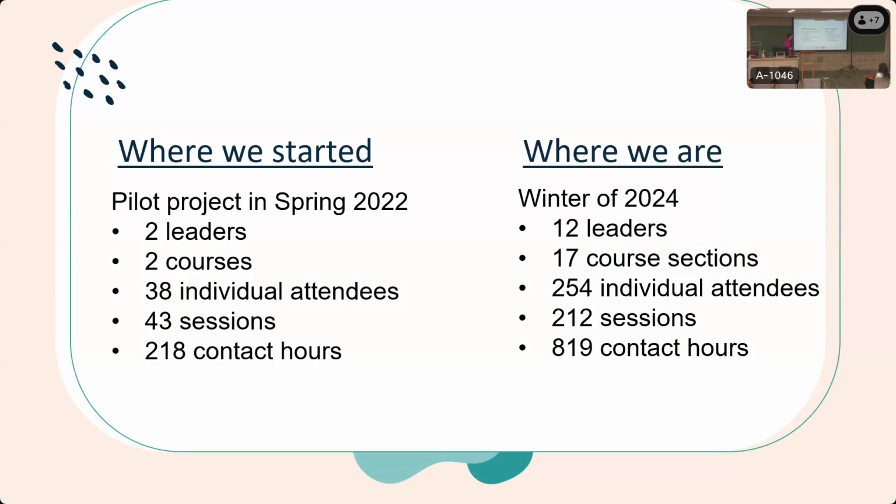The contact hours need a little bit of explaining. One of the metrics we use to assess the program is what we call contact hours. If a leader has a session and 2 students show up, that's 2 contact hours. If 10 students show up, that's 10 contact hours. So it's basically taking the attendance for each session and adding up all those numbers.